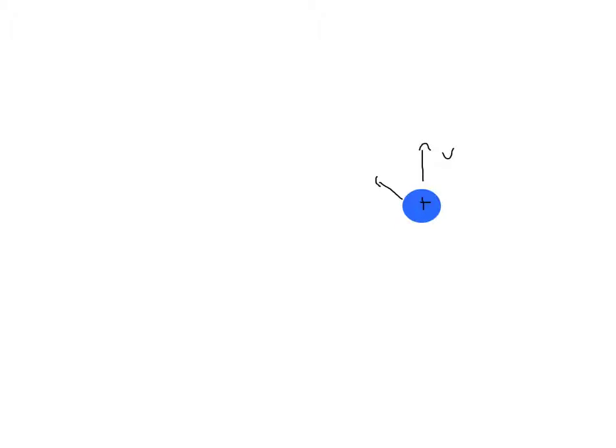And then using the same rules as before, here are knuckles, here go our fingers, and then the thumb shows the direction of the force, which should be this way. So again, this is B, this is V, and this is F.